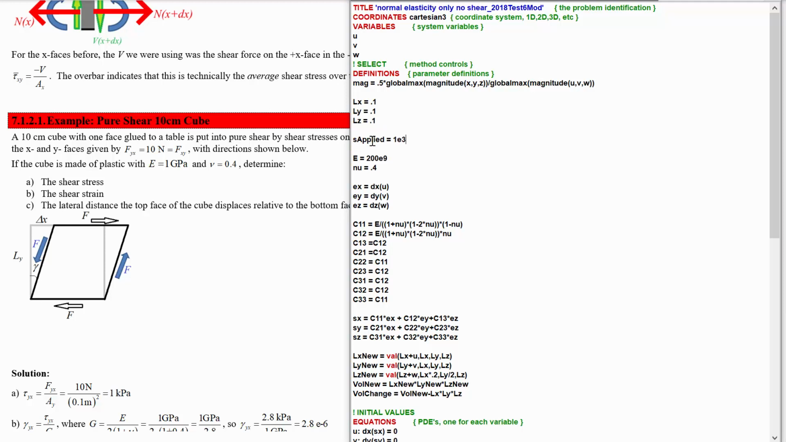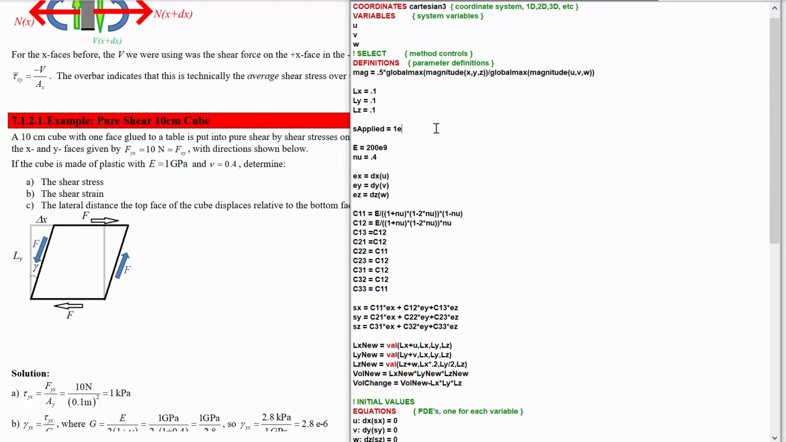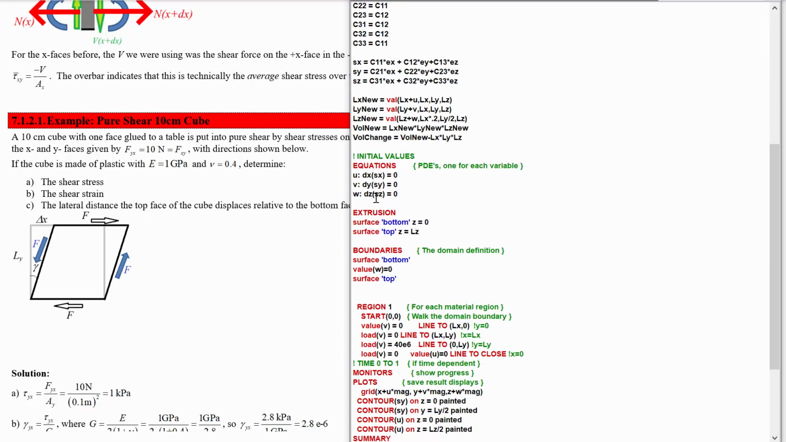So we'll call this 1E3 for the applied stress. And actually, maybe we'll write in where this comes from. This is 10 over Lz times Ly. So the force that we're applying on the top divided by the area of that face, which is Lz and Ly. Right. Wait a minute. No, the top face is Lz, Lx. It doesn't matter because they're all the same, but if it's a Y face, then it has the area of Lz times Lx. Okay, so that's stress applied.